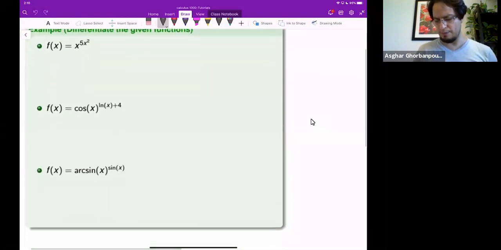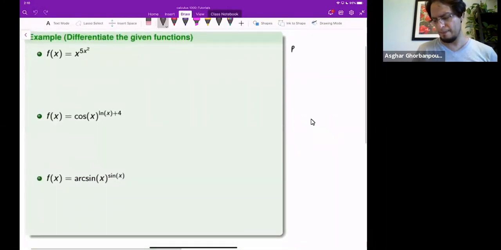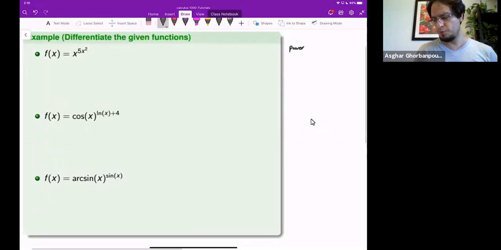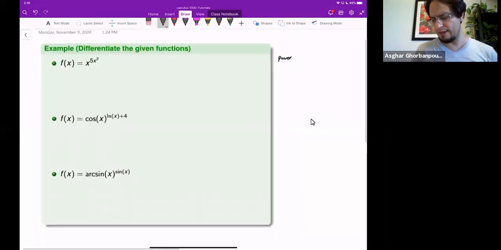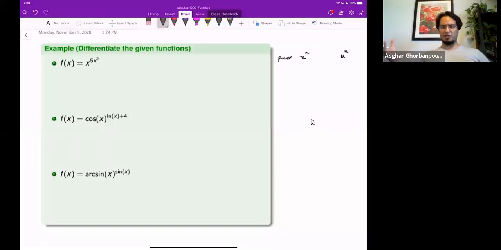We had power functions, which were like, okay, I have x to the power some number. And in general, it was like u to the power n. Those were the general cases that we deal with power rules when we differentiate. Then we had exponential functions, where in the power rule the base is x and the power is constant.